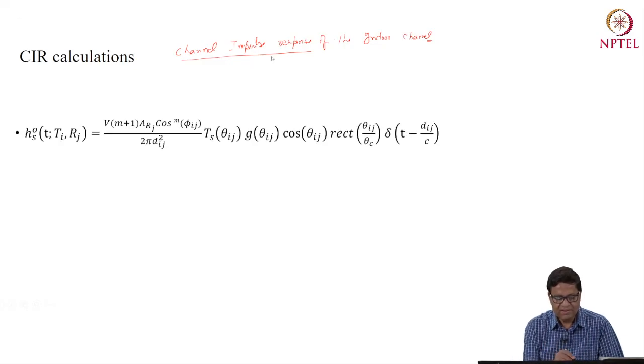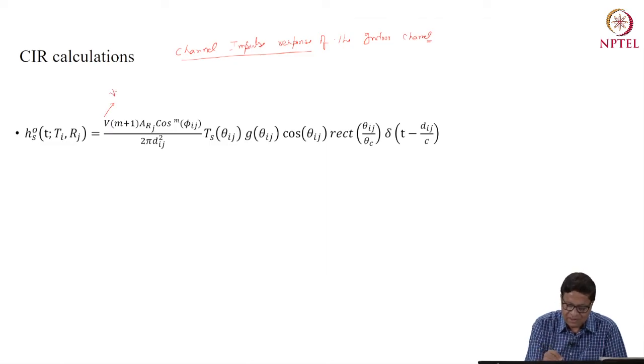So this is given by this HS0, the channel impulse response because of the LOS coming from Ti and received by Rj. V is a visibility factor, because sometimes there may be a blockage between the transmitter and receiver for the LOS path. So this will not give any contribution to the receiver. So this could be either 0 or 1 depending on whether blockage is there or not. This is called the visibility factor. So this V can be either 0 or 1.